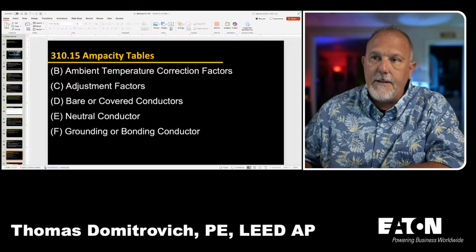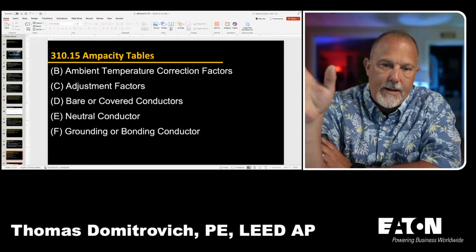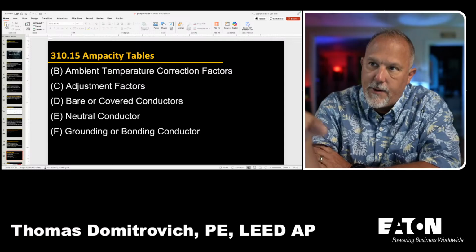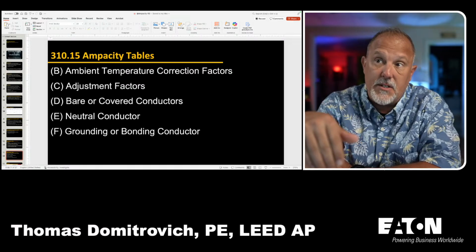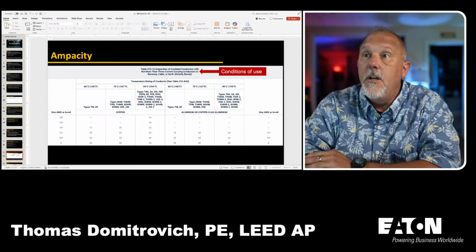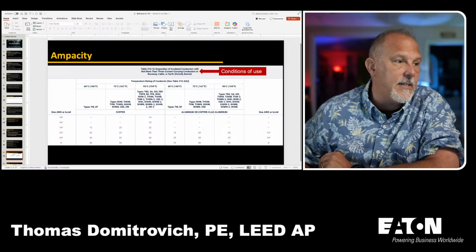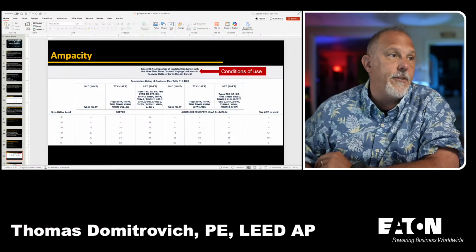So then finally, I don't know that I need to add more slides. I could put a paragraph for each of these and make each of these a separate slide, but I don't know if I have to. Now we're into the tables in 310.16. Now 310.16 basically introduces the tables.